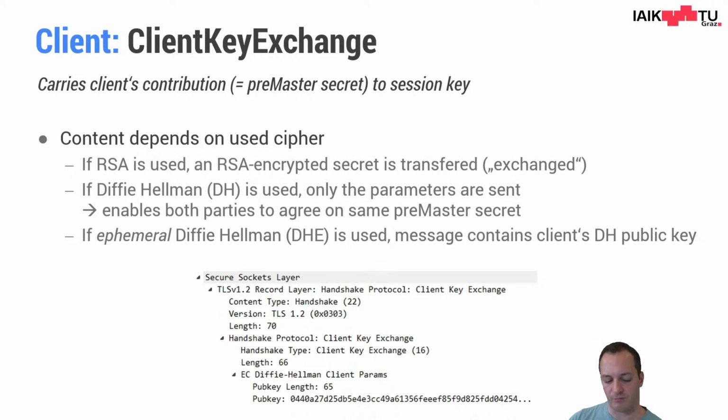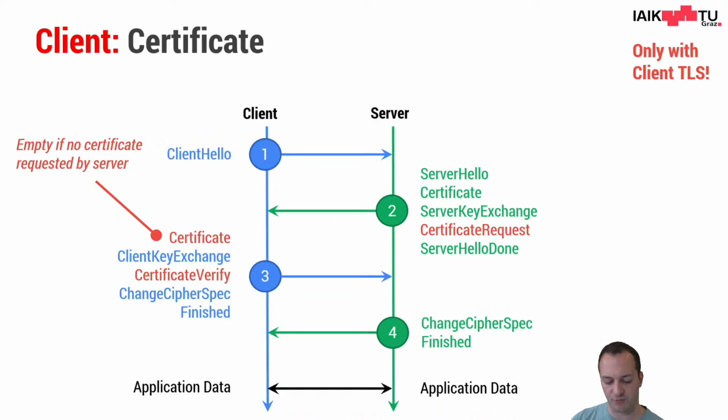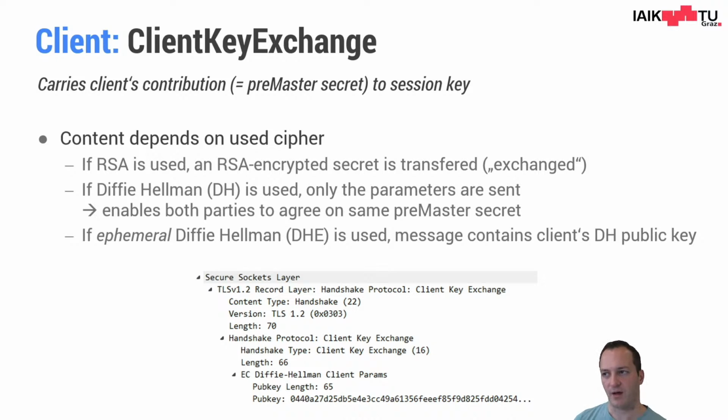What happens next, of course, is a client key exchange. So this is the analogy. We have this now with the server key exchange. The client does the same thing, but from its side. And the content, again, depends on the used cipher. So for example, if RSA is used for key exchange, then the client generates a random encryption key, uses the server's public key to encrypt it, and sends it to the server here.